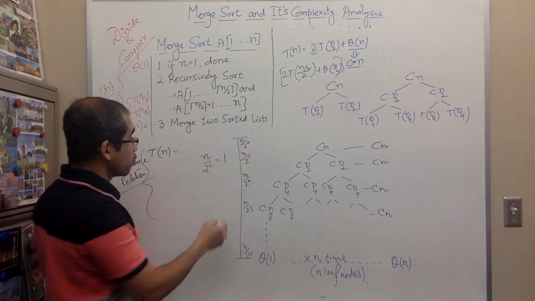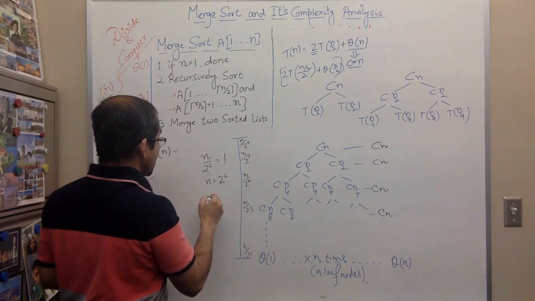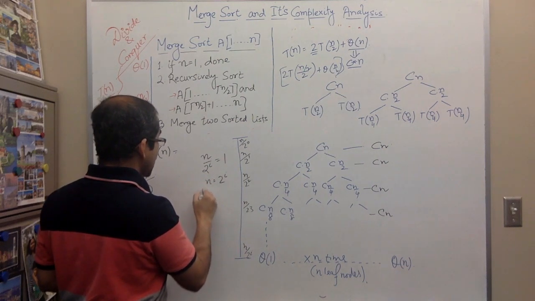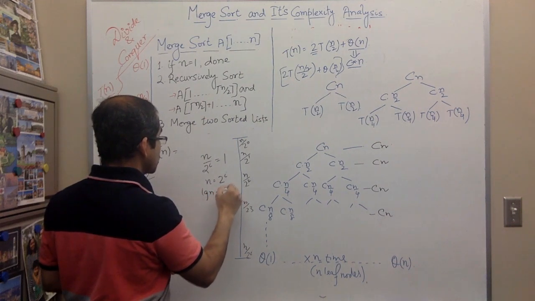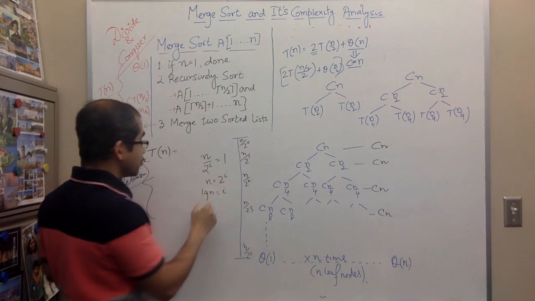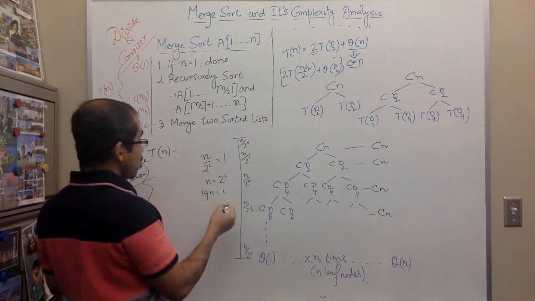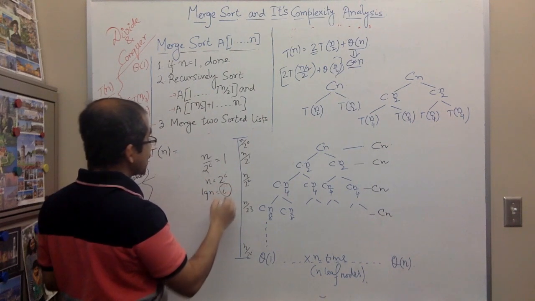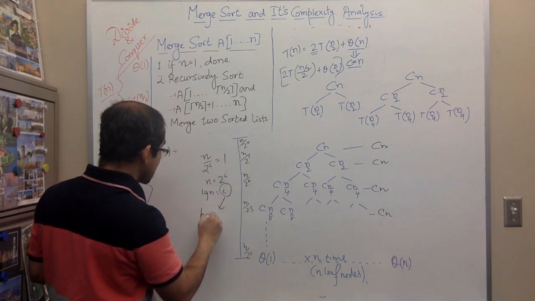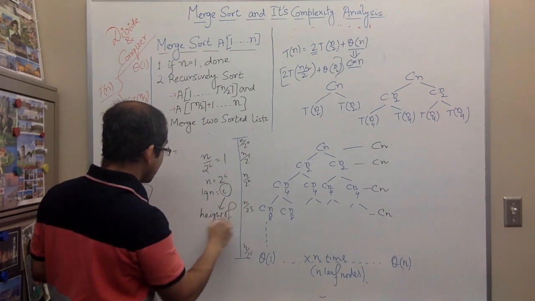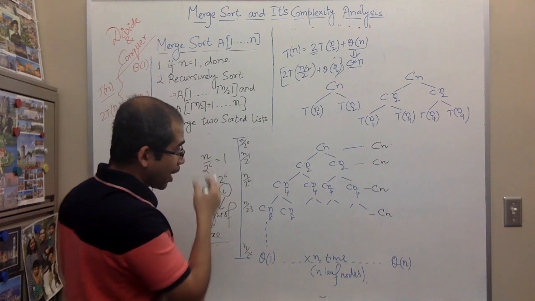At the last level, if it is theta 1, then assume n by 2 to the power i equal to 1. So n equal to 2 to the power i. If you take log on both sides, log of n equal to i, with logarithm to the base 2. So i equal to log n. This i is the height of the tree. The height of the tree is log n. Log n is the height of a binary tree.